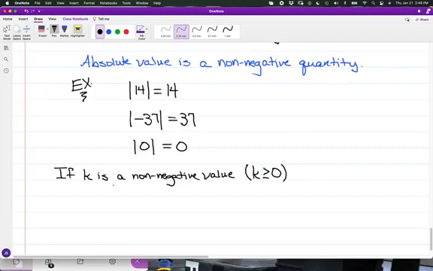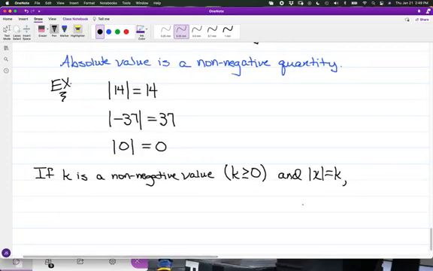And say that if k is a non-negative value, and the absolute value of x is equal to k, then once you take x out of the absolute value bars, that's going to be equal to plus or minus k. We have that x could be k or negative k.